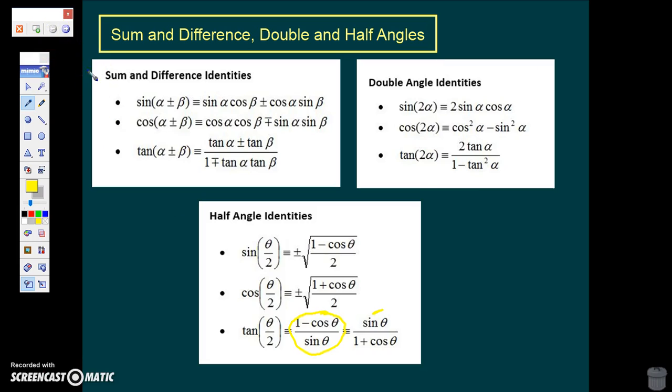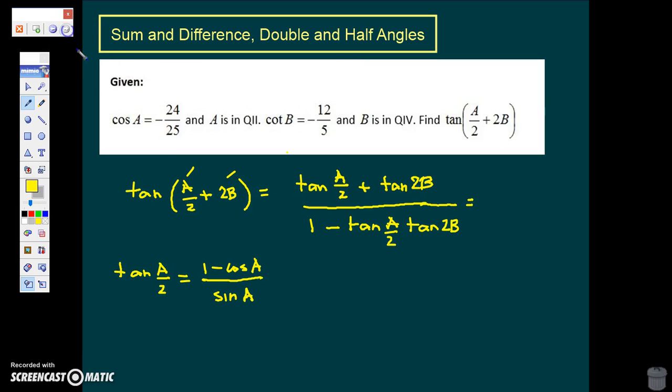Let's check. We have here 1 minus cos theta over sine theta. Now cosine is already given. That's negative 24 over 25. So let's write it. We have 1 minus negative, that becomes a plus 24 over 25. Now sine: we know if cosine is negative 24 over 25, therefore sine A. Remember your Pythagorean triples. We have 24, 25, this must be the largest, so we're missing the other, which is 7. So sine is 7 over 25.